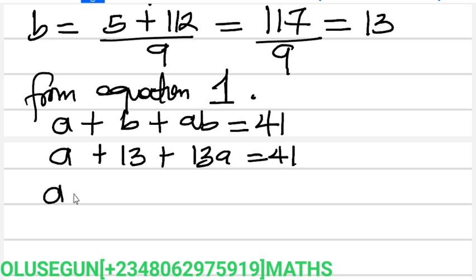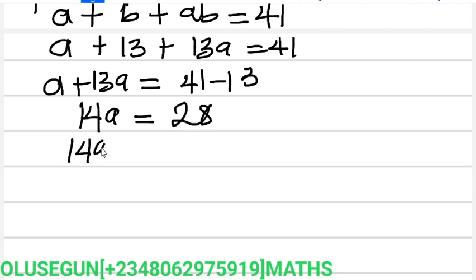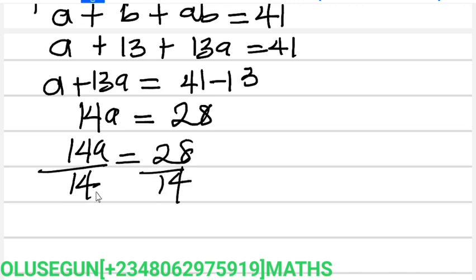So a plus 13a is equal to 41 minus 13. So in view of this calculation, we have 14a is equal to, let's subtract 41 minus 13, and 41 minus 13 will give you 28. So making 28, let's divide both sides by 14. We have 28 divided by 14, so we cancel this. Our a is equal to 2.